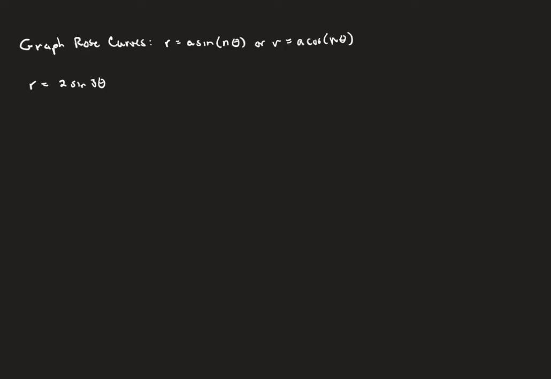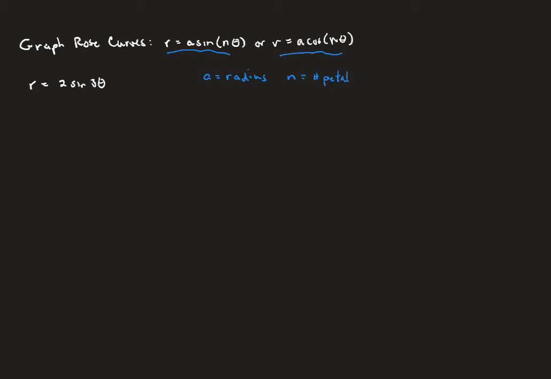I'm going to talk here about graphing rose curves. So rose curves either are going to look like r equals a number a times sine of n theta, or r equals a number a times cosine n theta. The a is going to tell us what we call the radius, that is how far away from the pole or the origin the curve can get, and the n is going to tell us the number of petals.